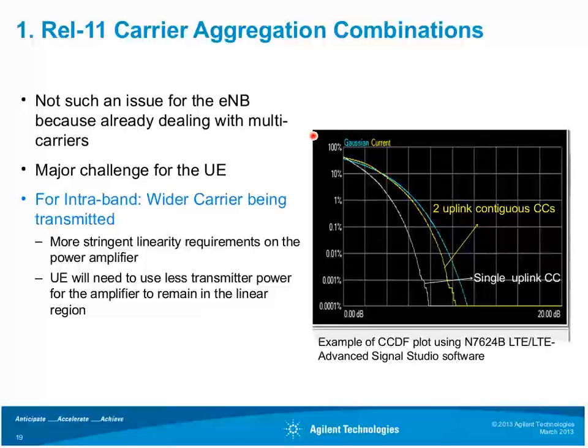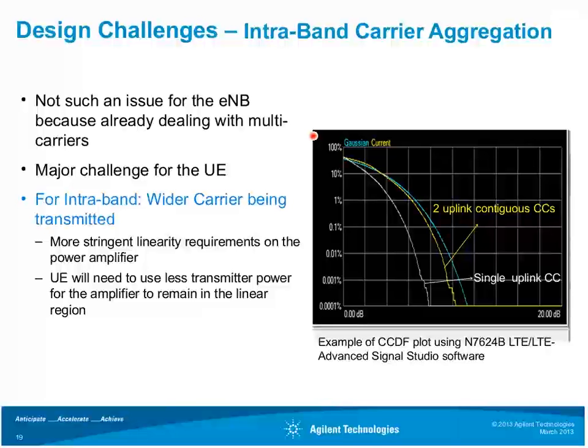So let's look at the challenge of intra-band carrier aggregation. It's not such an issue for the base station at this point because they have already been working to deal with multiple carriers in MIMO. But it's a major challenge now for the handset, or the UE.